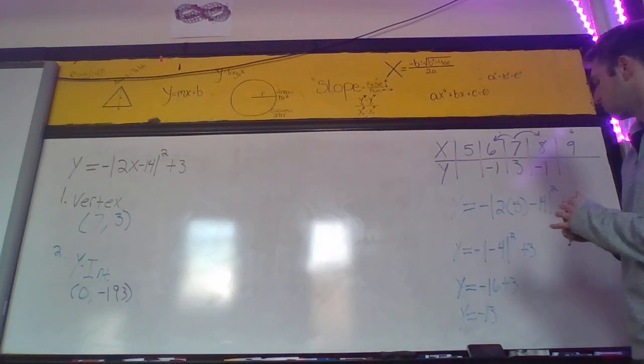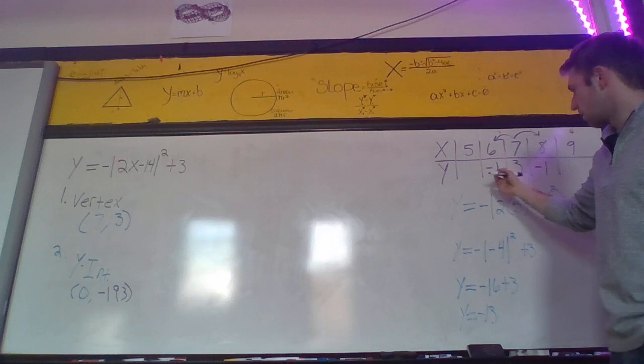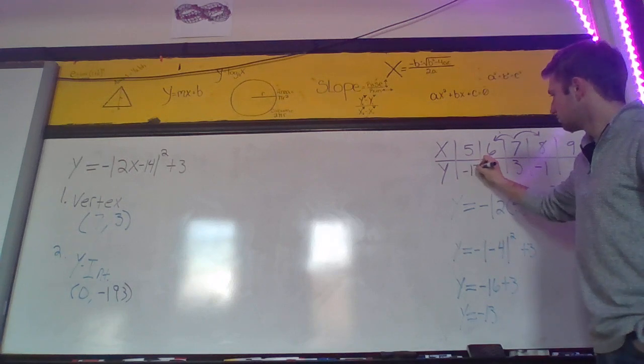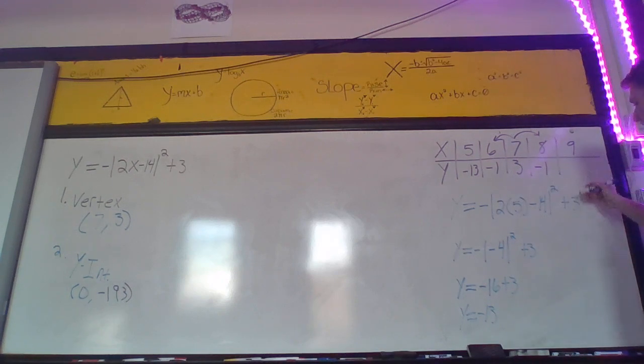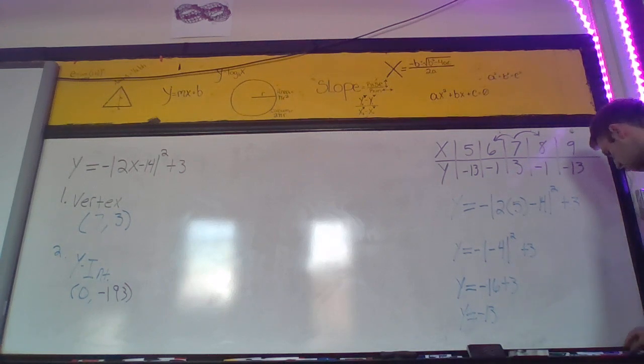Okay, let's come back up here. Input 5, we get an output of negative 13. Input 9, we get an output of negative 13 once again. And now let's just draw out our graph.